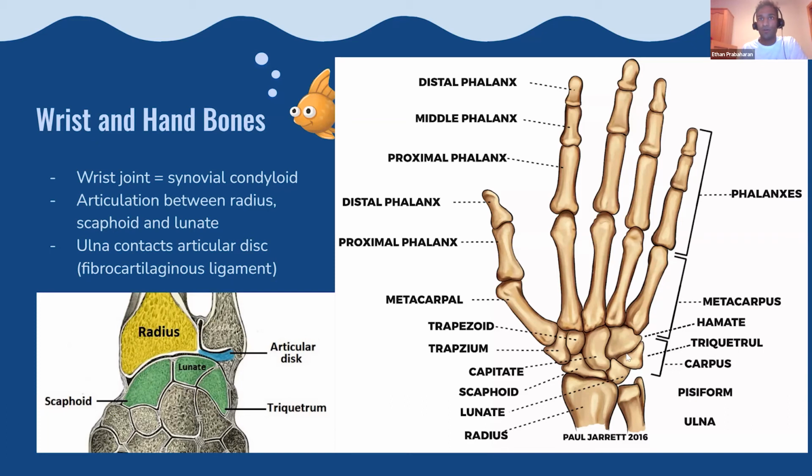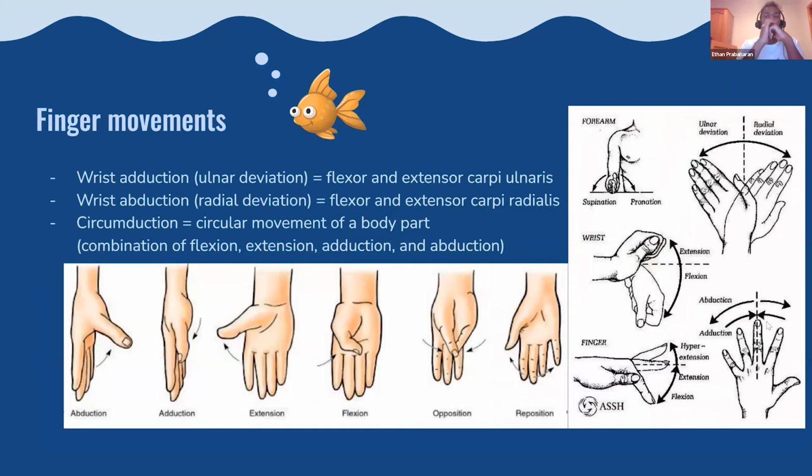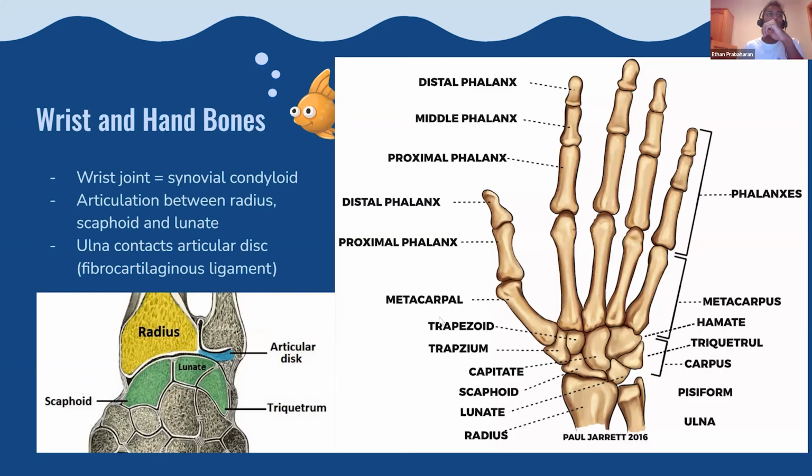So the actual bones of the wrist, there's 8 bones that we need to think about, right? And we have the trapezoid, trapezium, capitate, scaphoid, lunate, pisiform, triquetral, and hamate. Remember, carpus means wrist. And how can you remember them? Well, I always remember that the scaphoid is part of the wrist joint.